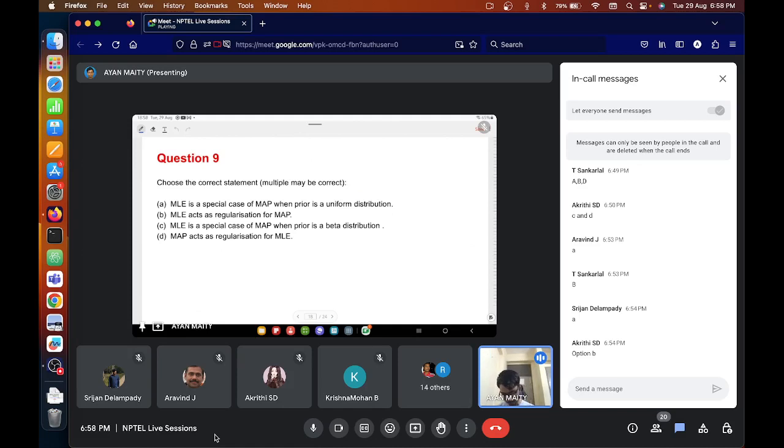Choose the correct statement, multiple may be correct. This is on parameter estimation. Option A says MLE, or maximum likelihood estimation, is a special case of MAP, maximum a posteriori estimation, when the prior is a uniform distribution. Option B is MLE acts as regularization for MAP. Option C says MLE is a special case of MAP when the prior is a beta distribution. Option D is MAP acts as regularization for MLE. So multiple options may be correct here.